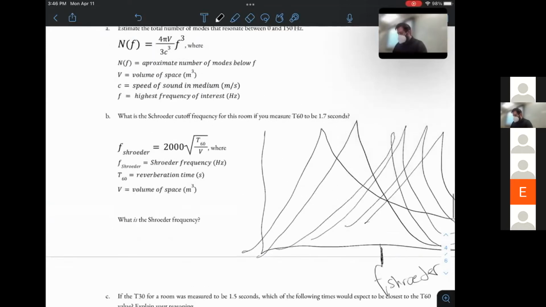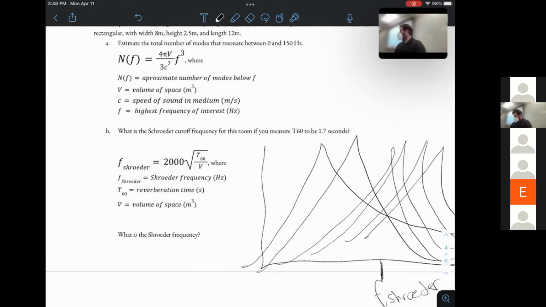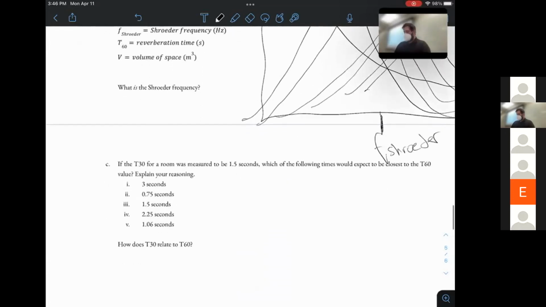But it's very much connected to this question before, right? This estimates the total number of modes. Those modes are going to be very spread out at the beginning and very close together as you get higher up. The part where they're close together is the statistical part. The part where they're further apart is the modal region, right? And the Schroeder frequency is just the dividing line between those two regions. I'll leave it there for now.